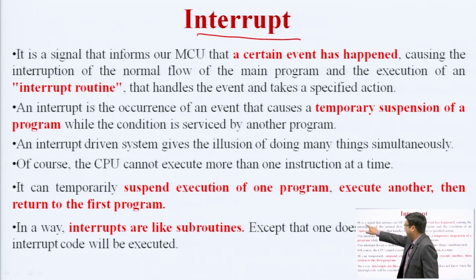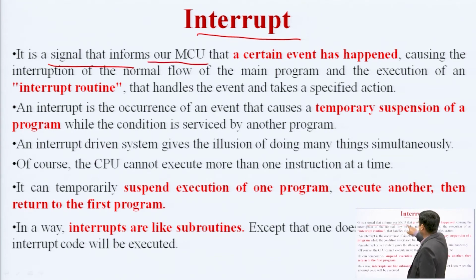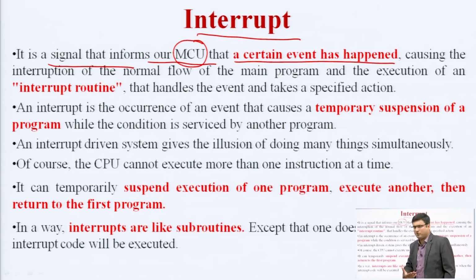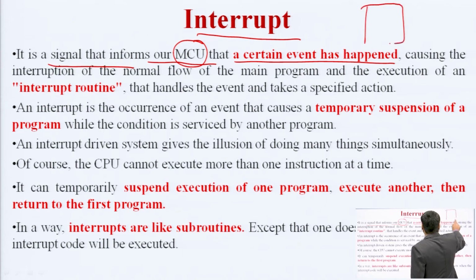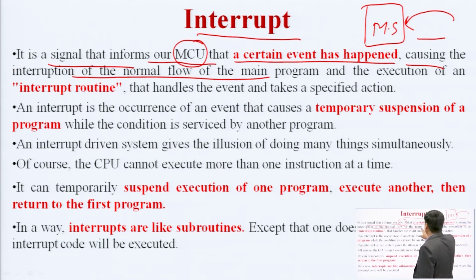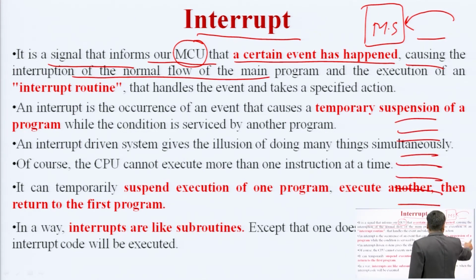Basically, an interrupt is a signal that informs our MCU, the microcontroller unit, that a certain event has happened. If we are in our main program, the interrupt will tell that some event has happened. What is the event? We will discuss. It causes the interruption of the normal flow of the program. Normal flow means that if we are working on the main program and any interrupt occurs, it will disturb our main routine. That's why we call it an interrupt.